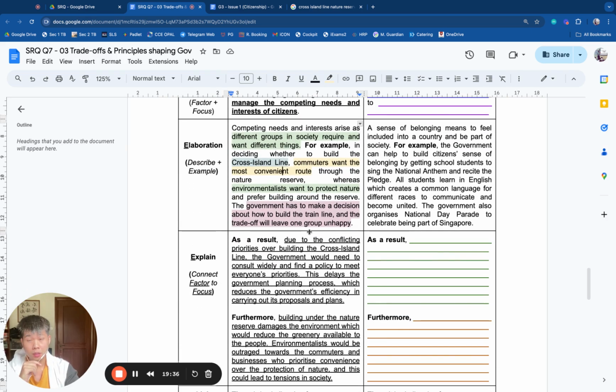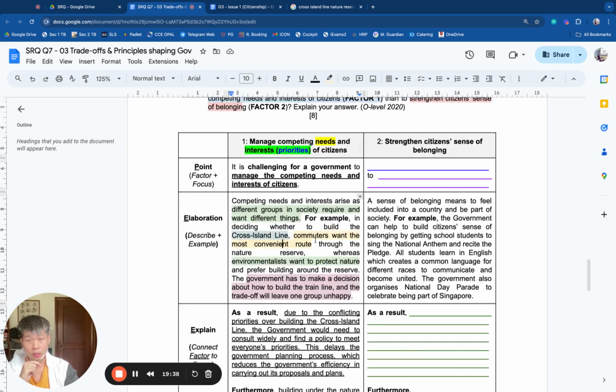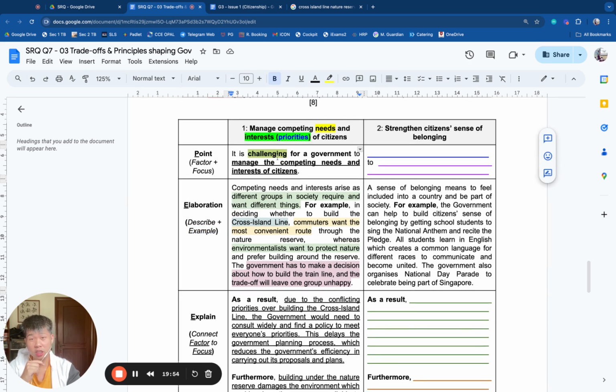So let's continue. So due to the conflicting priorities, we want to explain the idea of challenge. Right now, I've talked about this factor. I've given you an example. That's how I craft the essay. I describe the factor. I've given you an example. And now I need to connect it to the focus, which is challenge. So what in this becomes a challenge for the government?